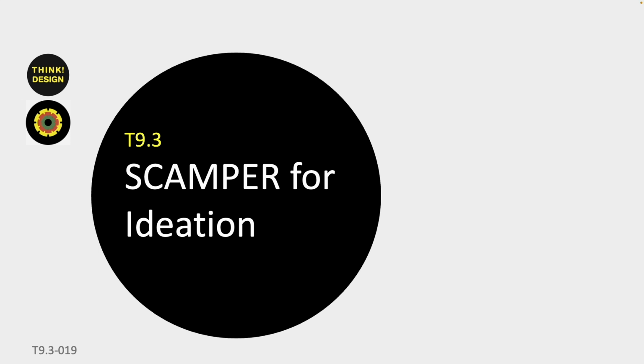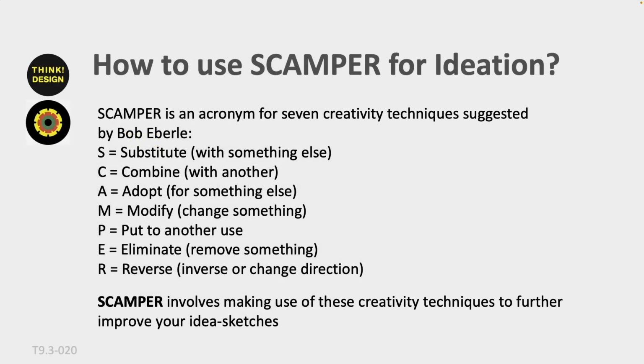Okay, from here we'll move on to SCAMPER for ideation. As I mentioned before, SCAMPER is an acronym that suggests 7 creativity techniques suggested by Bob Eberle. S for substitute, C for combine, A for adapt, M for modify, P for put to another use, E for eliminate unnecessary things, remove something, R for reverse. So it involves making use of these creativity techniques to further improve your idea sketches and come out with more ideas. Okay, so we've made an example of it.